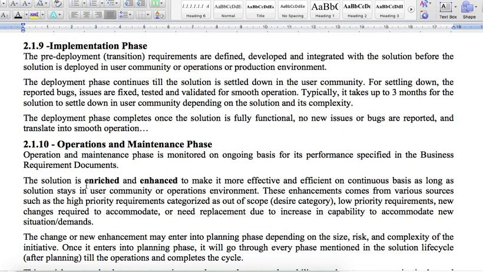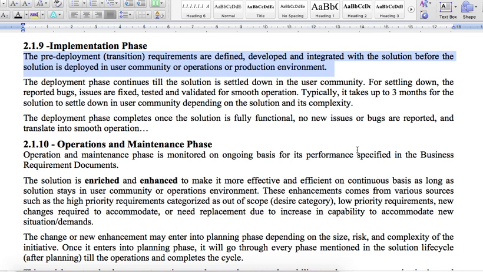In the implementation phase, the pre-deployment, that is the transition requirements, are defined, and then they are developed and integrated with the solution before the solution is deployed in the user community or the operations or the production environment. The user community means where the user will interact with the solution. If it is an application website, then the website is live, right? So the users start using it. If it is operations, then it is implemented in the production environment so that it is available for the users to use it.